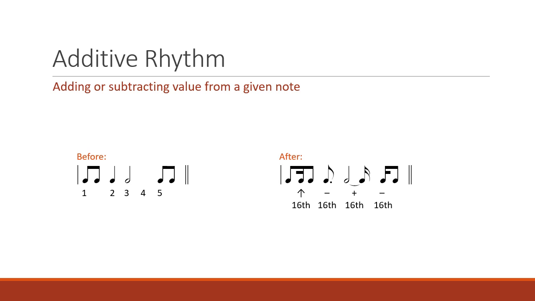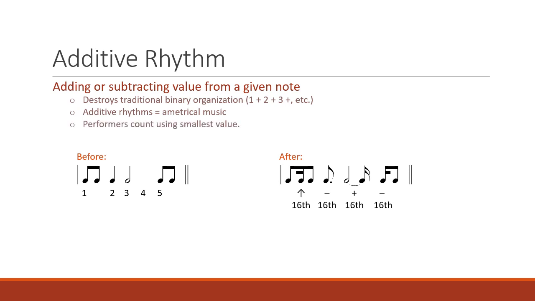And the result is that we have this sort of lopsided rhythm that goes against the traditional binary organization that we're used to hearing. We can't count this 1 and 2 and 3 and 4 and 5 and anymore. So it makes sense that when you have an additive rhythm that you will have ametrical music. Performers have to count something like this just using the smallest note value, which in this case is the 16th note. So our resulting rhythm, if these are the 16th notes, would sound like this.